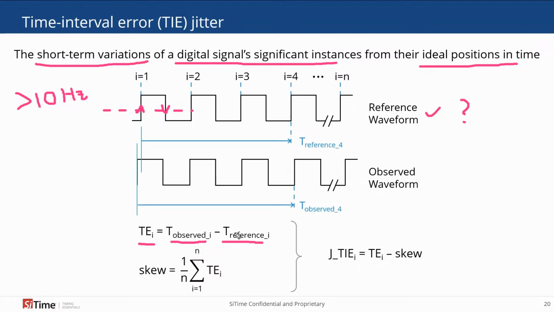And we have to make sure we get the polarity correct in the time error shown here. And then we can define the skew as the average value of time error. That'll give us the DC offset. And then we calculate the time interval error jitter as the variation around that skew. So to calculate that, we simply calculate the instantaneous time error value minus the skew value. And that gives us the variation around the skew.